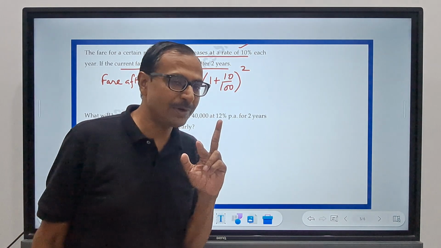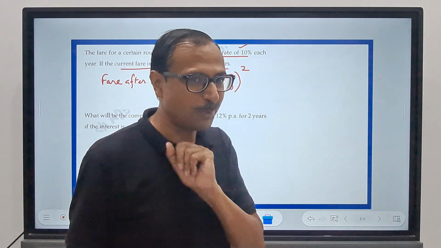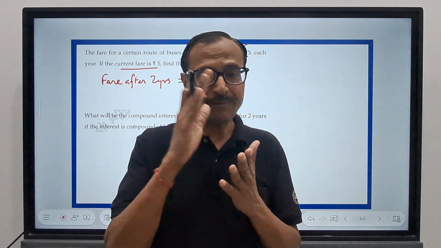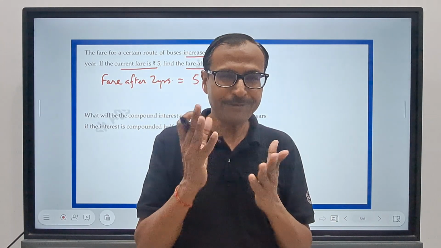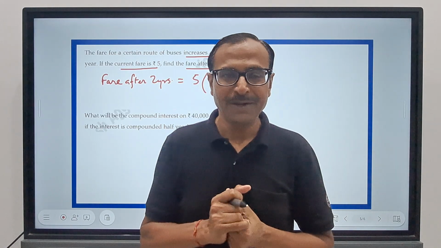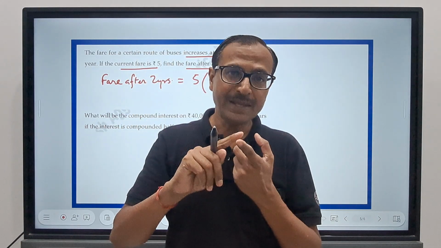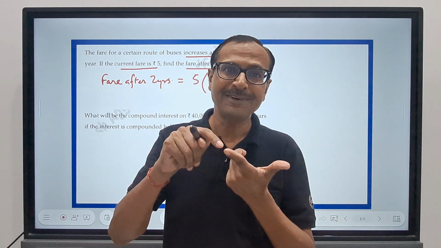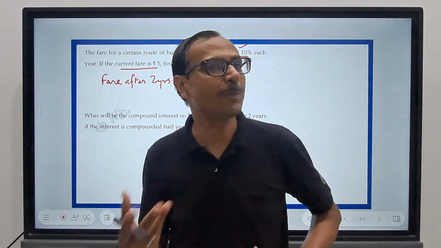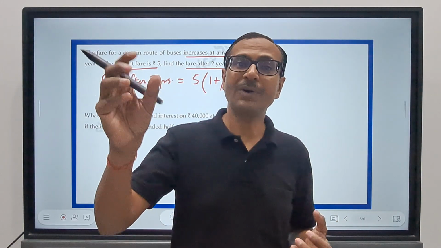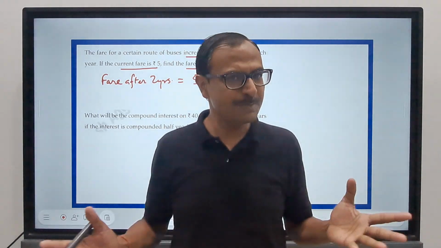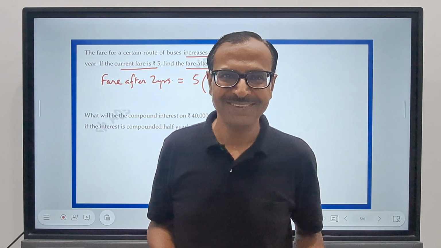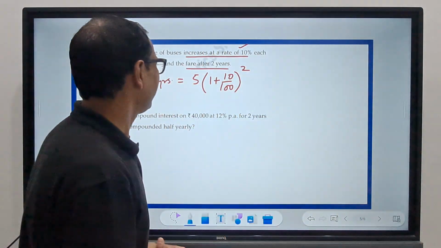Why have we taken compound interest? That is again a very important thing here. See, the initial fare is 5, so after 1 year it will become 5.5, right? 10% increase. Now the next year the fare is going to be increased by 10% of what? 5.5, not 5. And that is why it is compound interest. If it increases on the first principal, then it is simple interest. But if it gets compounded, then it is called compound interest, right?